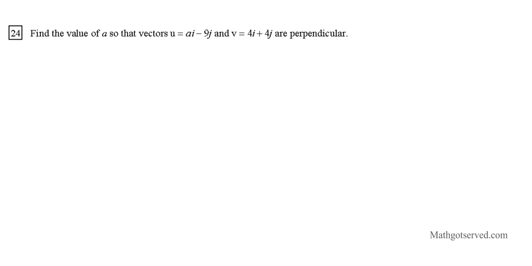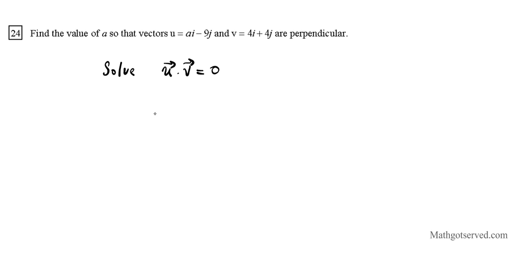Alright. Question 24 says, find the value of a so that vectors u, which is ai minus 9j, and vector v, which is 4i plus 4j, are perpendicular. So to do this, the two vectors are perpendicular. That means u dot v has to be 0. So what we're going to be doing is solving an equation, u dotted with v equals 0.